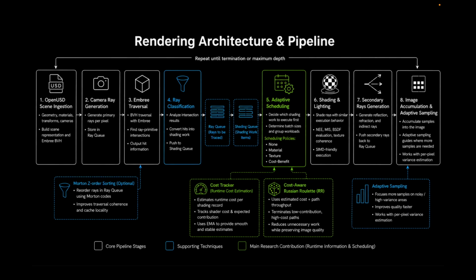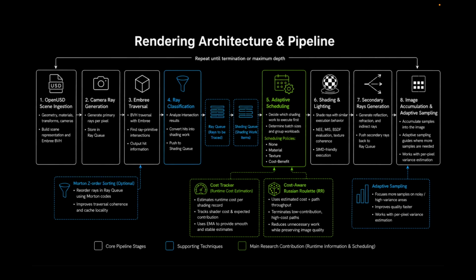The shading queue is where the main scheduling system operates. The renderer can use 4 policies that I implemented, namely none, material, texture, or the cost-benefit scheduler developed specifically for this project. The selected policy determines how the shading work is ordered before it is processed. Cost-benefit additionally uses runtime cost information collected by the cost tracker, while its cost-aware Russian roulette can terminate paths when continuing the work is not worthwhile.